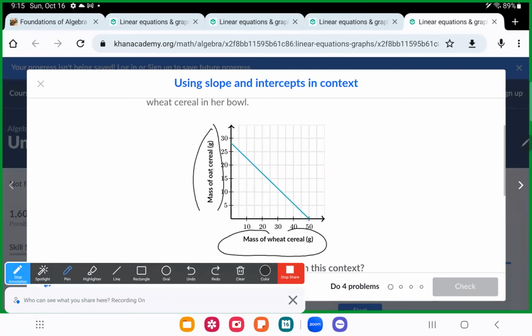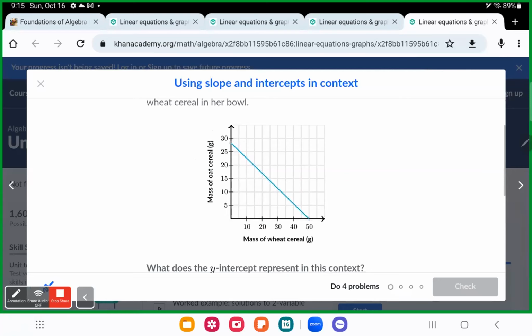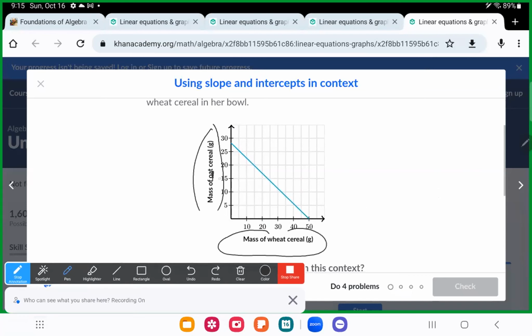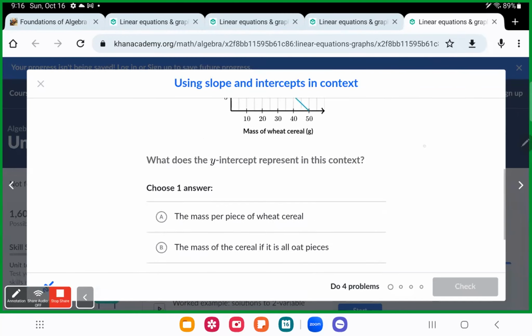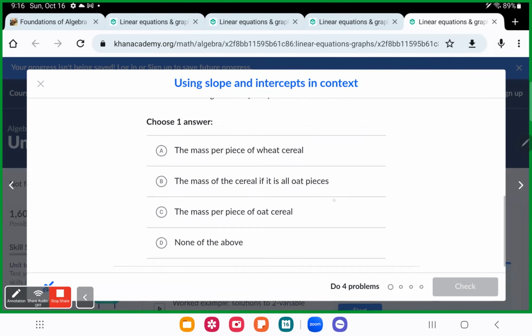So the Y label is the oat cereal. All right. So the starting amount of oat cereal, or here's another way to think of it. We know that the y-intercept is, well, it's like 0.28 or 29 or something like that. It's like that, right? X represents wheat. So as if we had all oats, that is the mass of oats in the cereal. So let's see what we can find. The mass of the cereal, if it's all oats, there we go.